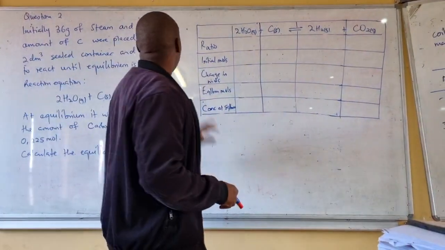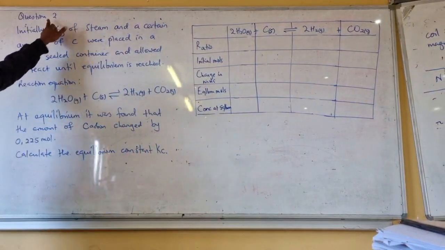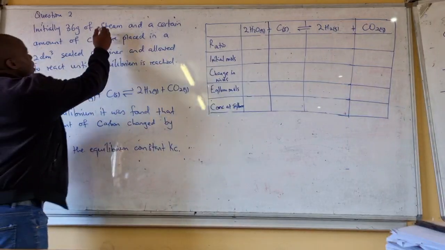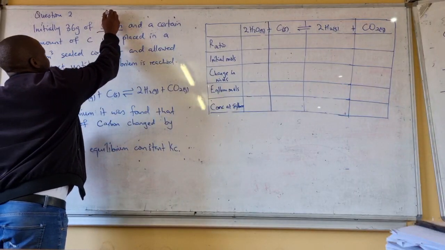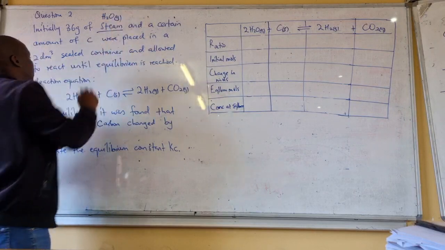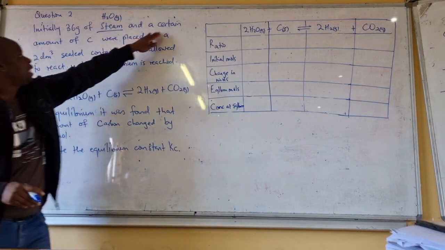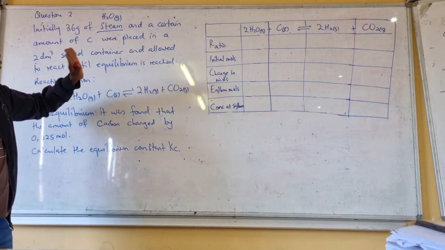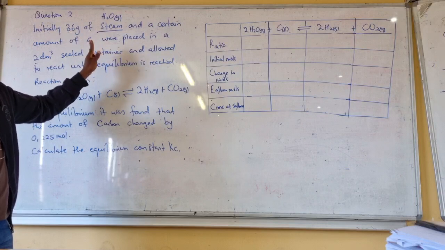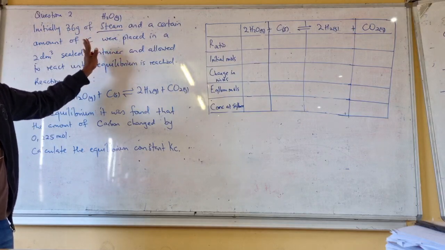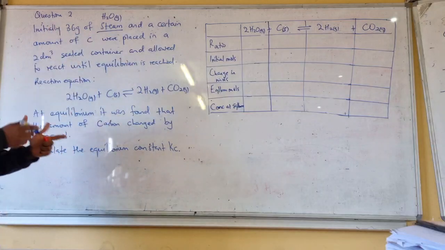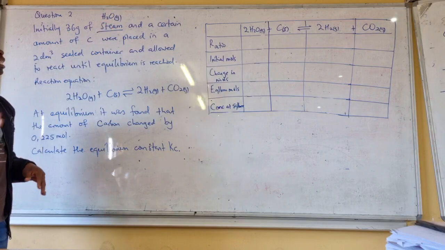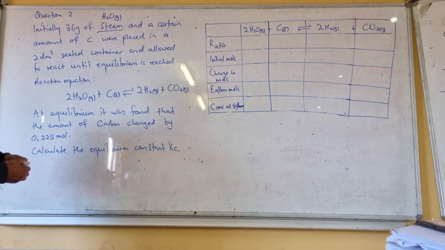Right, thank you. Question number 2, we are given the initial mass of steam. Steam is just water in gaseous state. That is steam. And a certain amount of carbon. So we are not given the initial mass of carbon, or even the initial moles of carbon. Right, so it means it might not be necessary in the table. That is why they did not provide it to us.